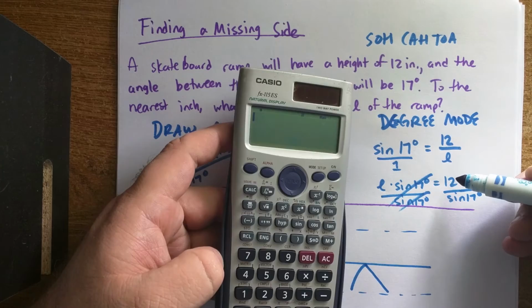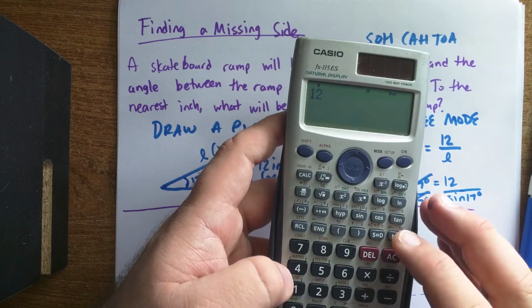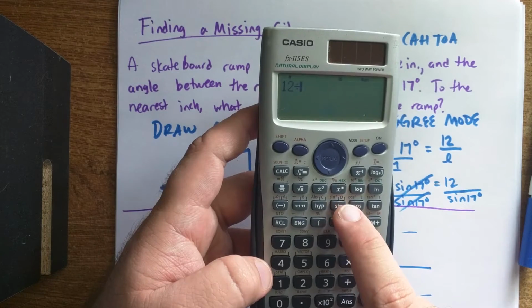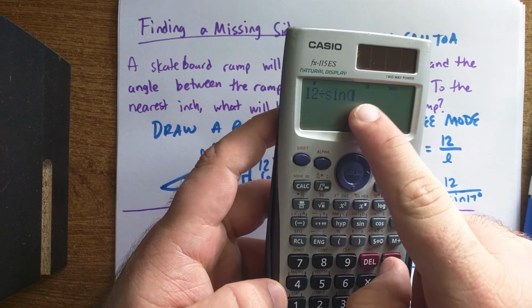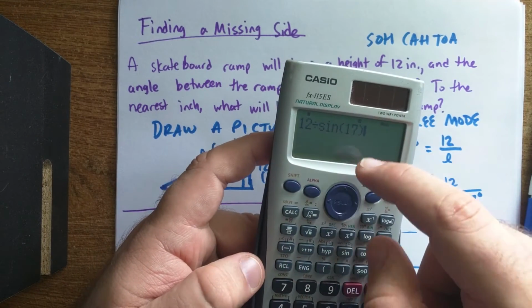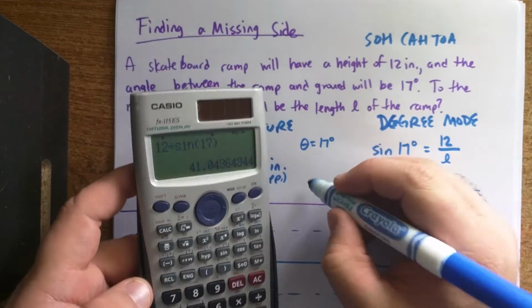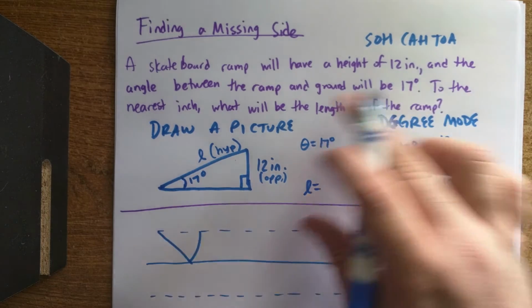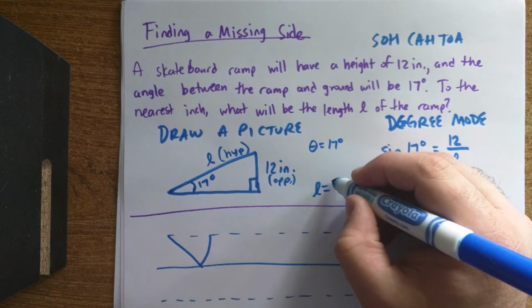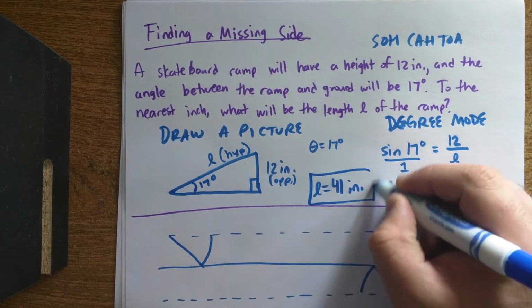Okay, so what we're going to do is type in 12 divided by sine of 17 degrees. So I'm going to hit 12, the division sign, and then sine of 17. My sine button's right there, SIN, and it pops up ready to put something in parentheses. You don't have to type the degree symbol in, because if it's in degree mode, it knows you're in degrees. And so that's our answer. That's the length that we're looking for. It's set to the nearest inch, meaning the nearest whole number, no decimals. So you would round to 41. And the unit is inches. Okay.